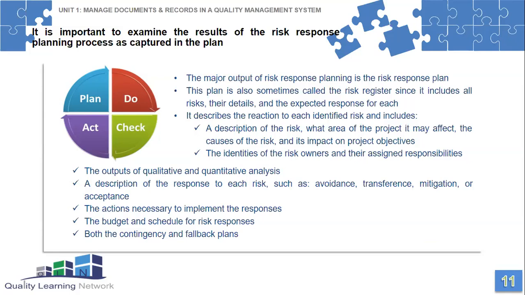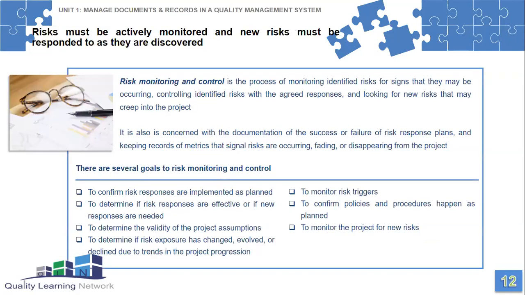All right, so let's look at the next slide. Risk monitoring and control is the process of monitoring identified risks for signs that they may be occurring, controlling identified risks with the agreed responses, and looking for new risks that may creep into your project.